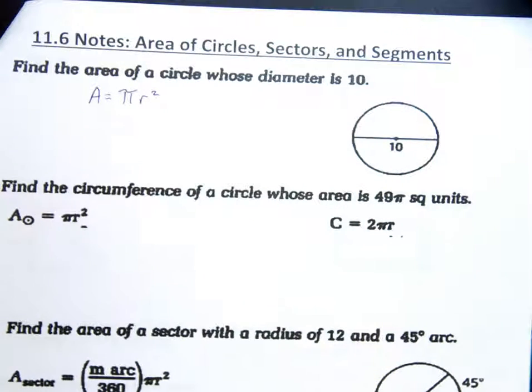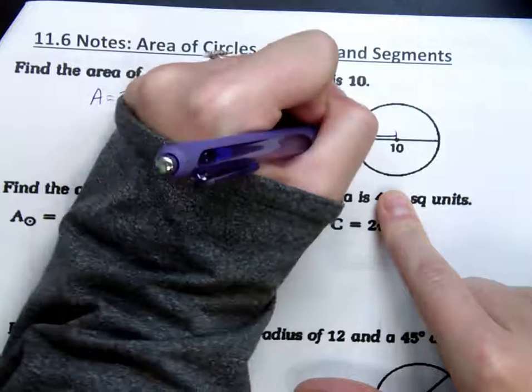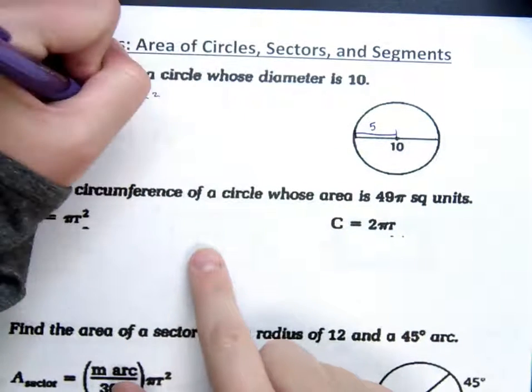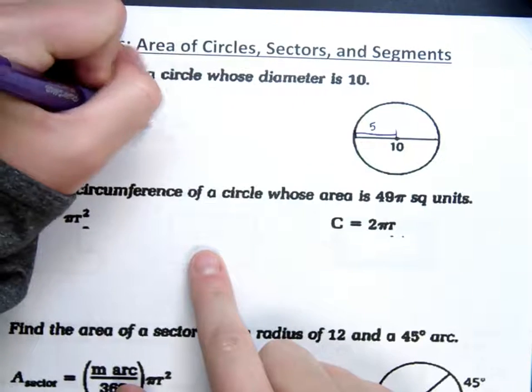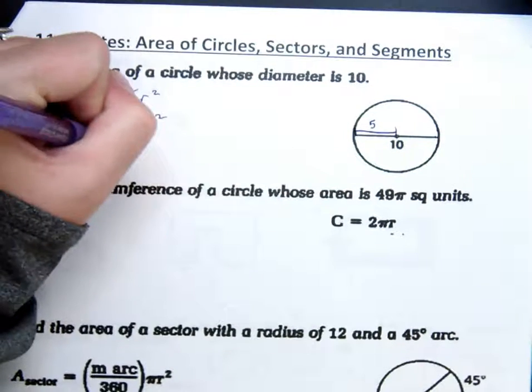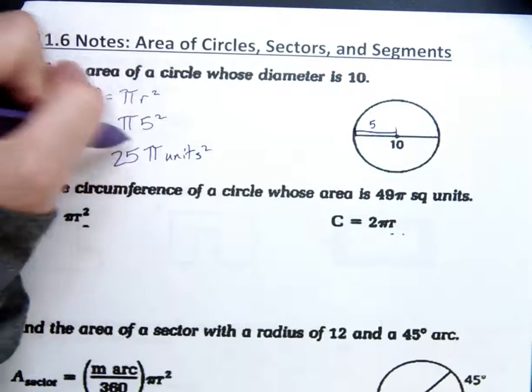So we must first find the radius. It gives us the diameter. So we just need from here to here. If we cut that in half, we get 5. Don't forget to do that. If you do, you'll get it wrong. We don't want that. So pi times 5 squared. Yes, 5 squared is 25, so our answer is 25 pi units squared.